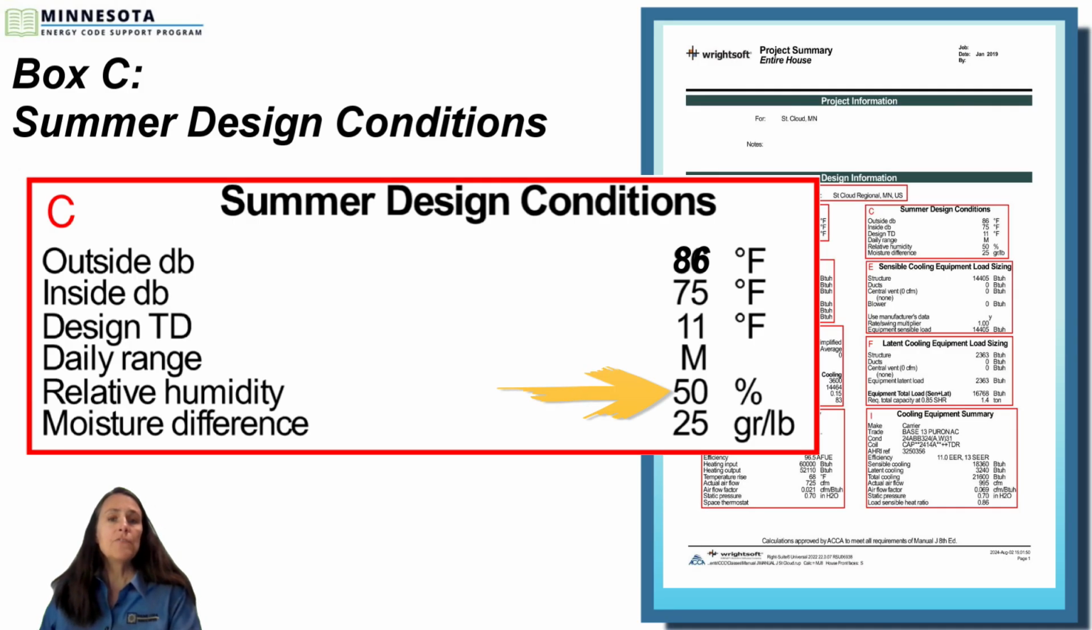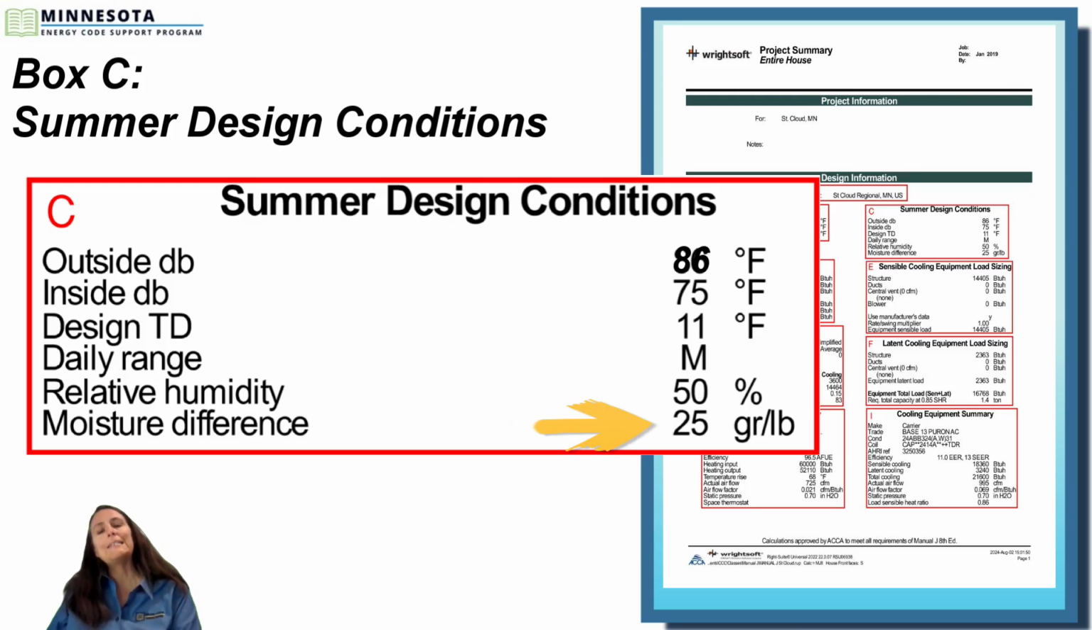Line 5 is for the relative humidity for indoors. For comfort, the design of the indoor relative humidity is 50%. Line 6 is showing the moisture difference, often referred to as the design grains.